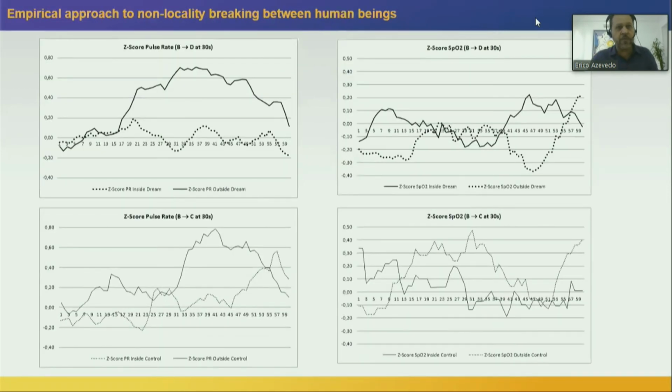Okay. So now let's take a look at the graphs for pulse rate and oxygen saturation. In the top left, we see basically the transition from the moments before to dream, and then you see the black line, the z-score of this pulse rate for those who are reading the dream and are outside, and the dots, you can see the z-score of pulse rate for those inside the Faraday cage.